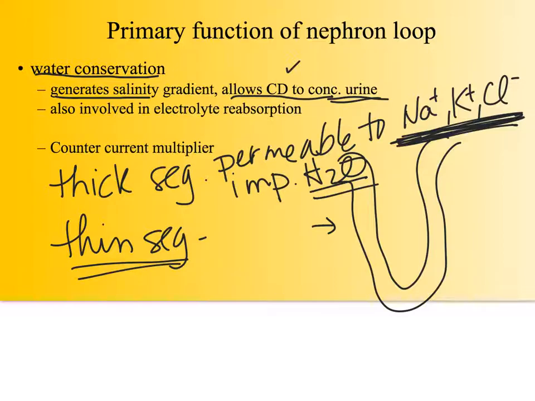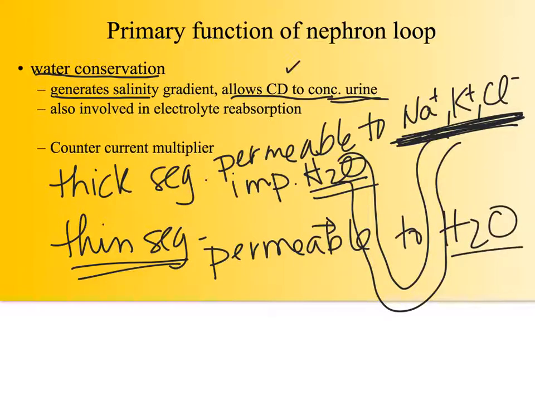The thin segment is the opposite. It's permeable to water, but not the ions. So that's going to allow us to make a concentration gradient and move water around.